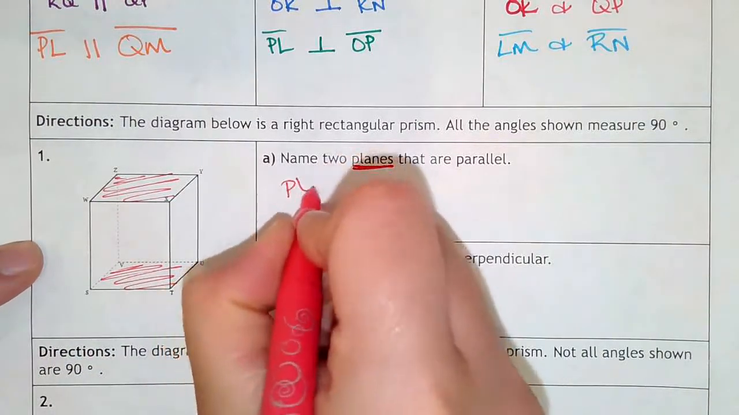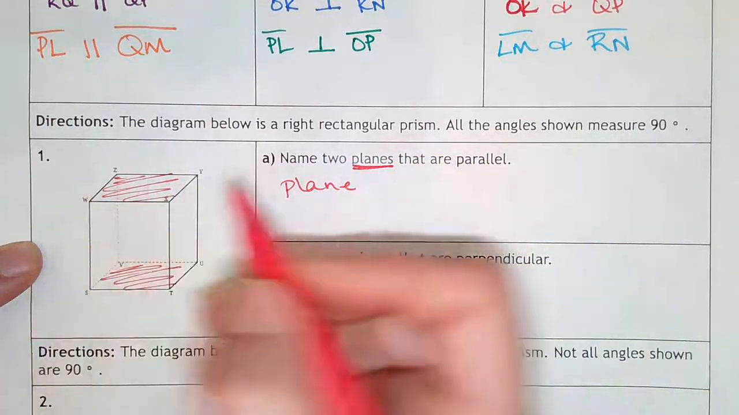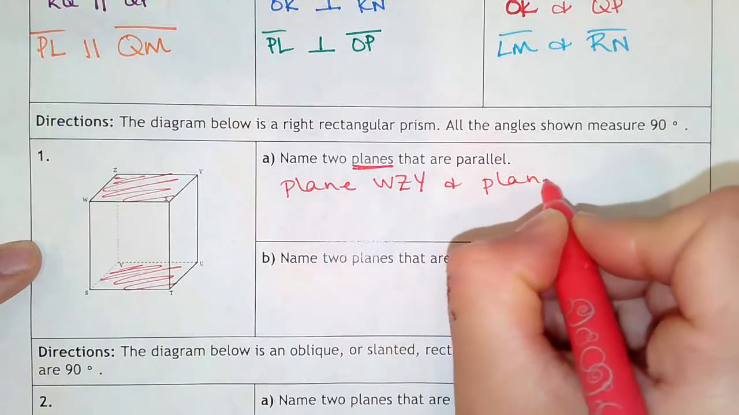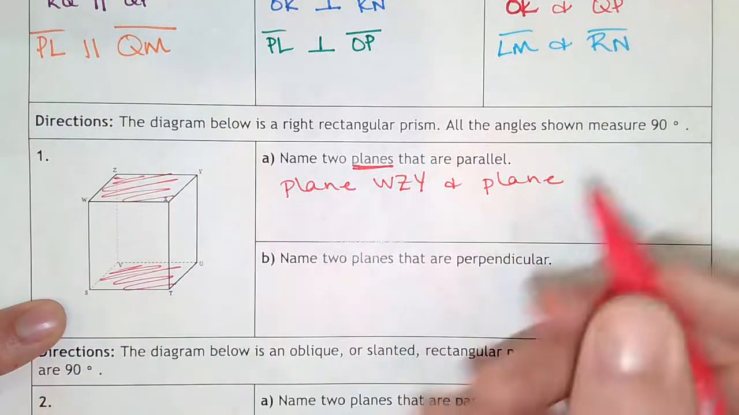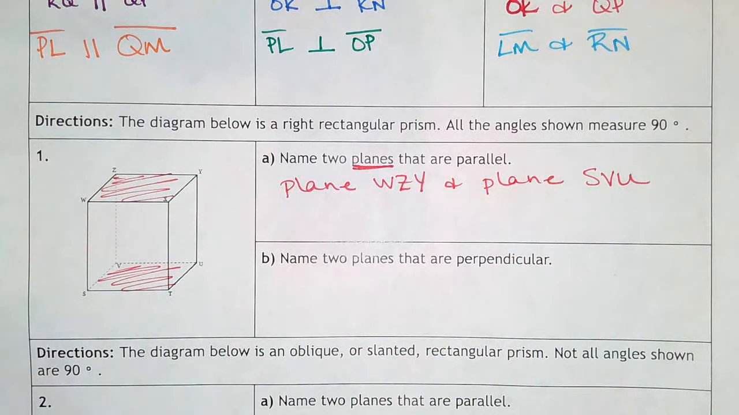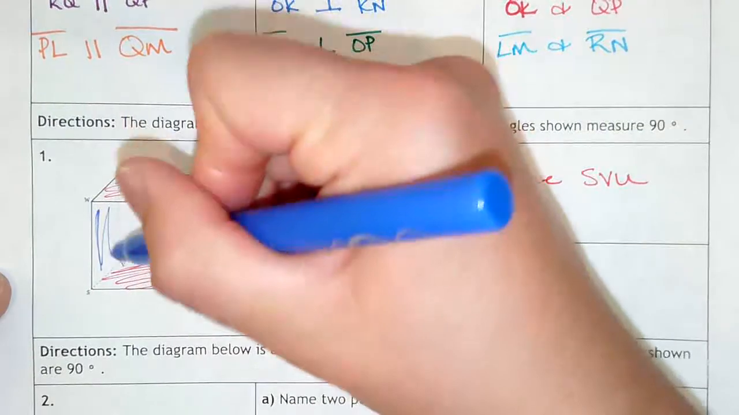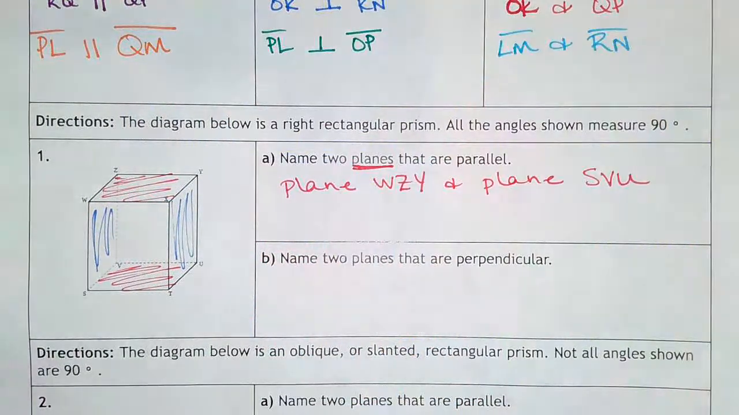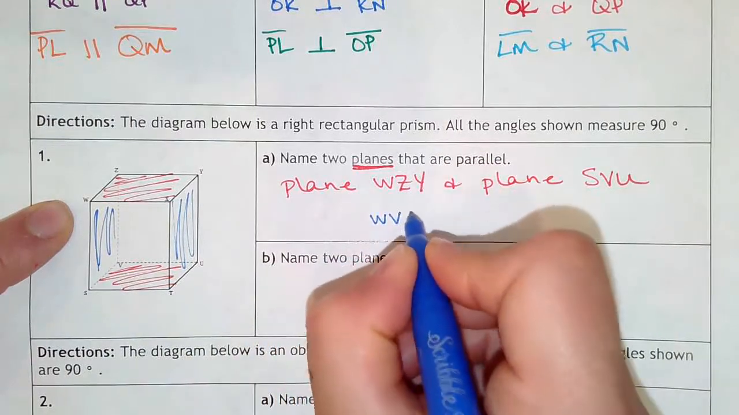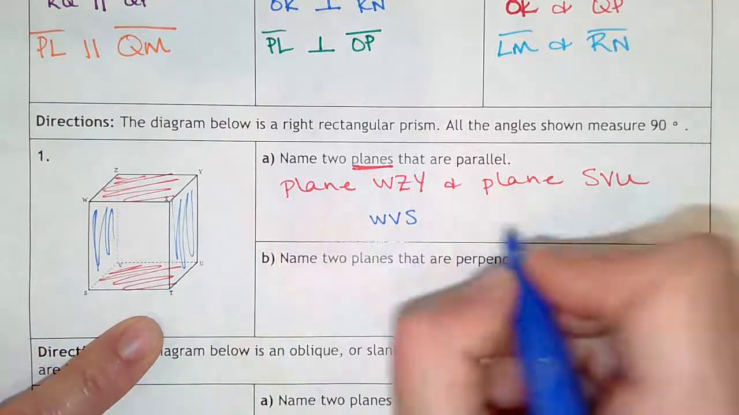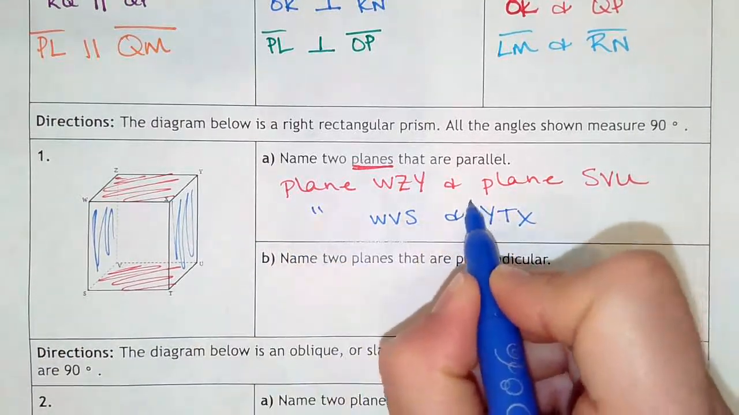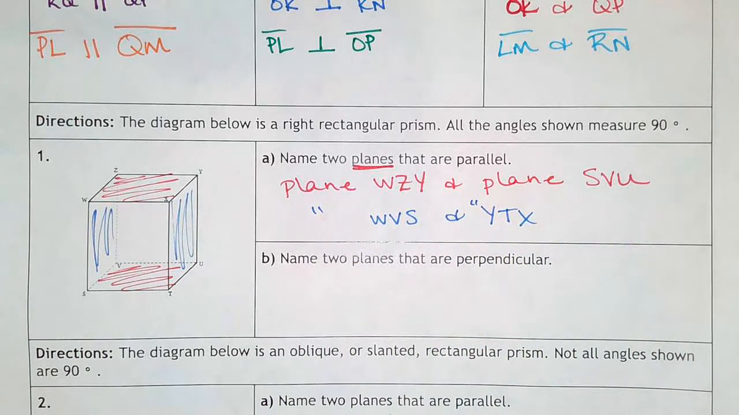Remember that you would have to say plane and pick three letters, WZY, and plane SVU. Any three letters you want. Okay, I'm not going to write plane all the time. You could do left side and right side. So you could say plane WVS and YTX. Plane and plane. Okay, so that's that.